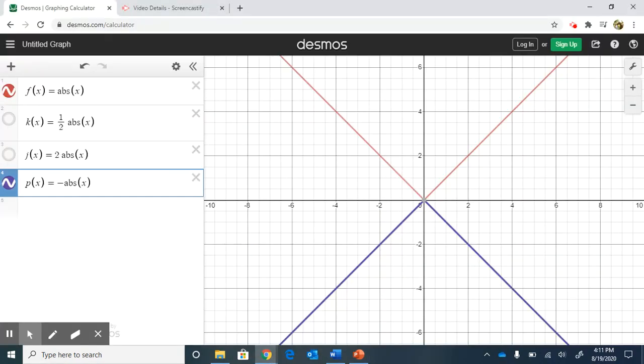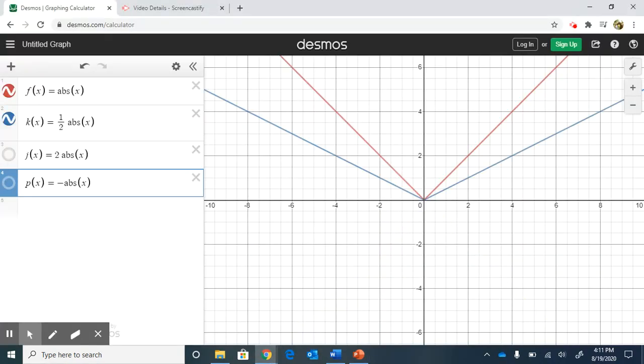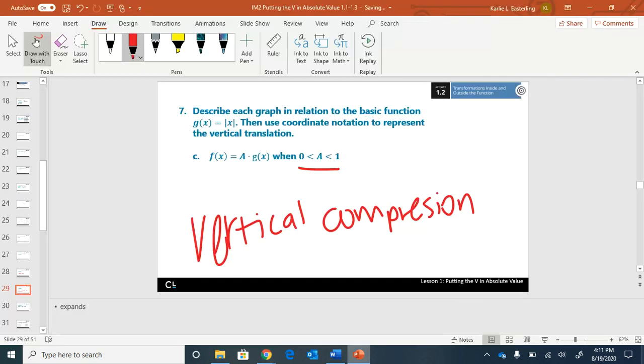So this one is a vertical compression, which we can go and look at. And 1/2 is between 0 and 1. This one would be if we were to take our hands on the y-axis, at the top and at the bottom, and squish it down, it would compress it. And that would be what you would get.